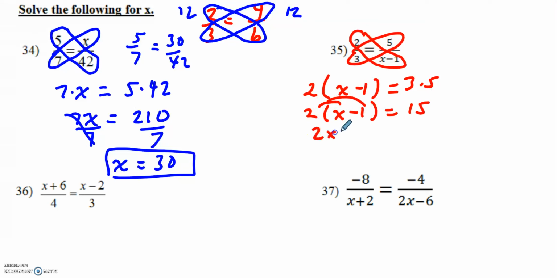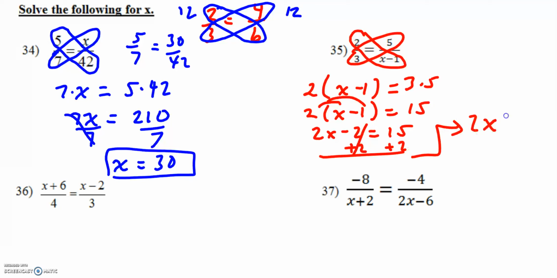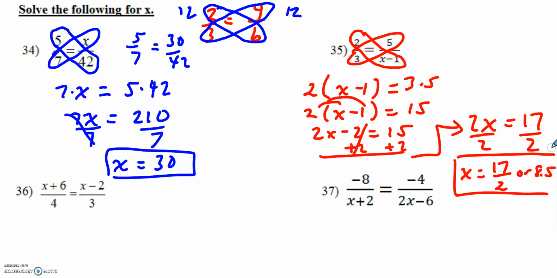Distribute, 2x minus 2 equals 15. Add the 2 to both sides. Bring my work over here. 2x would equal 17. Not going to be a perfect answer this time. You could either leave your answer as 17/2 or 8.5. And again, feel free, if you want to plug 8.5 back in, you will see that if you divide this in the calculator and this, you will get the same answer.